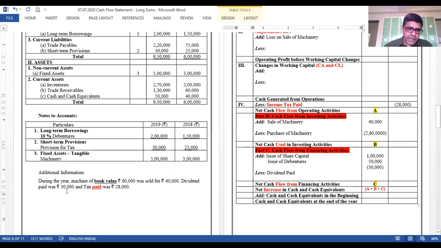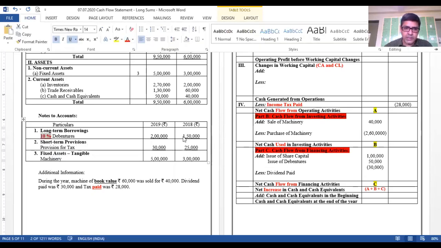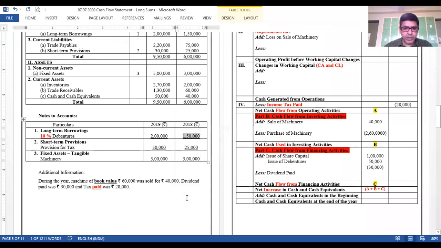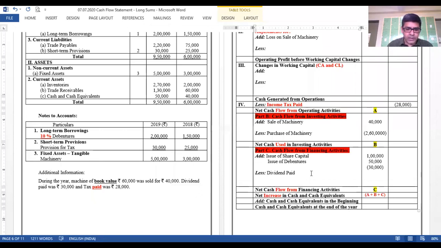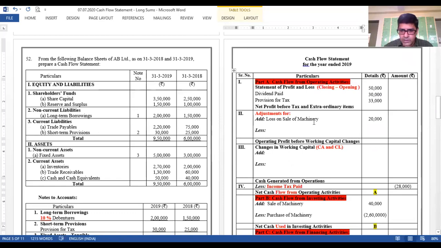But again, the rate has to be taken care of. Rate is 10%, and this 10% will be calculated on opening balance. Opening balance is 1,50,000. So 10% of 1,50,000 is 15,000. We need to pay interest on this amount. The interest paid, again financing by way of deduction: interest on debentures, amount can be seen as 15,000, and the interest paid has to go to adjustments.